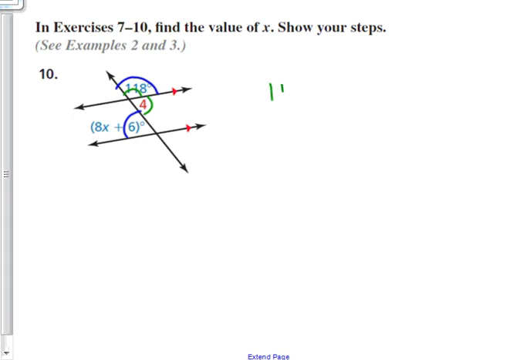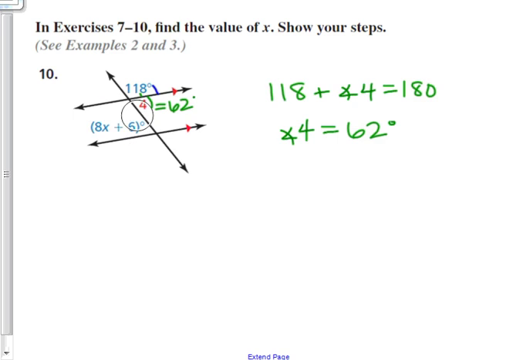I know that 118 plus my angle 4 has to equal 180. Well, the measure of angle 4, when I subtract 118 from 180, is actually going to give me 62 degrees. And then I can work with that. So I know that angle 4 is 62. And then kind of trying to relate what I have now.